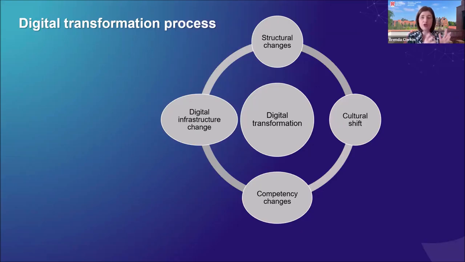So we'd expect to see some structural changes, removing of any, not all hierarchies, but some hierarchies to allow decisions to flow faster, and also removal of the formalization of processes. Okay, so again, to allow decisions to be made quicker and to get the benefit then of the technology that's there. We'd also expect to see a cultural change.